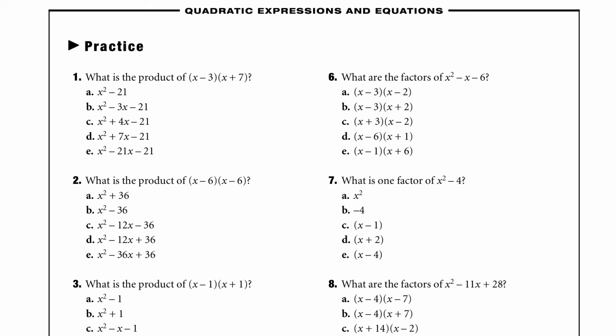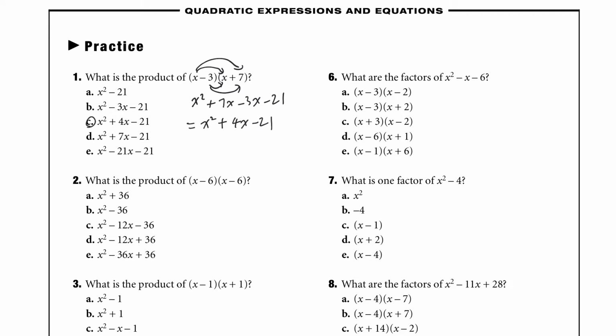So this question, you just have to multiply, multiply, multiply, multiply. So x times x is x squared, x times 7 is 7x, minus 3 times x is minus 3x, minus 3 times 7 is minus 21. Collect like terms, x squared plus 7x minus 3x is 4x minus 21. Answer is C.